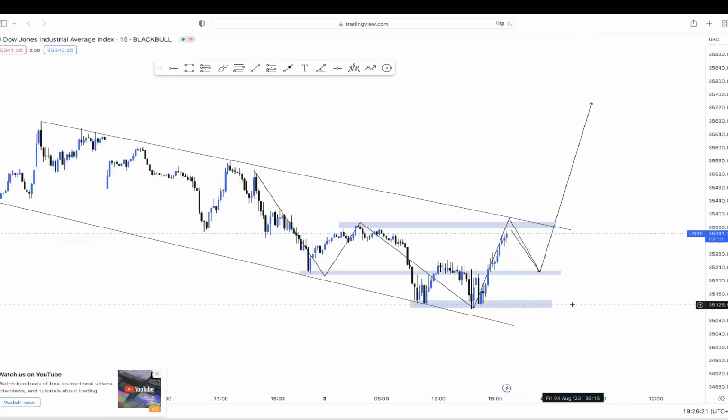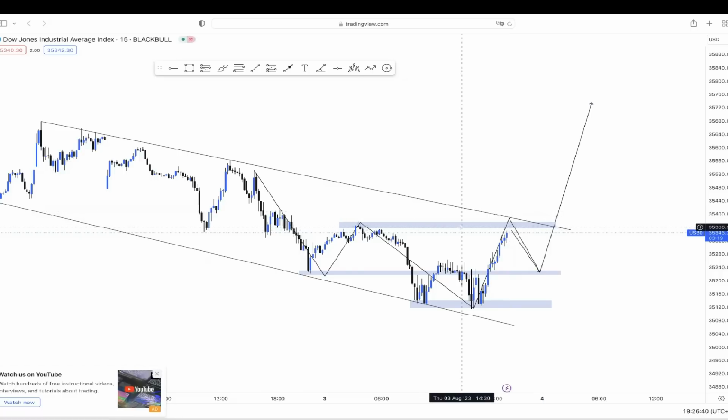But since we know we have something like supply or maybe resistance, whatever you call it, from supply or resistance we're going to sell. So the only thing here we wait for is for this to break this trend. If it does break the trend, we're going to buy.